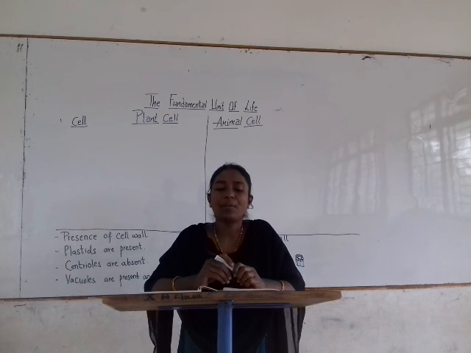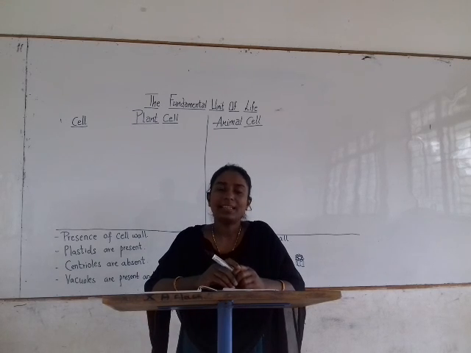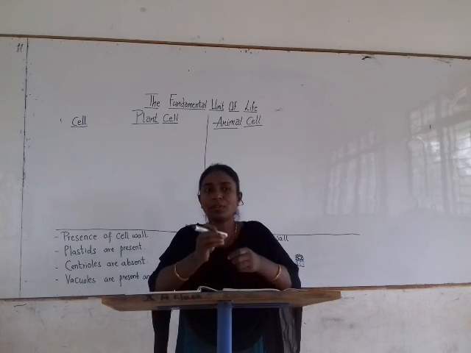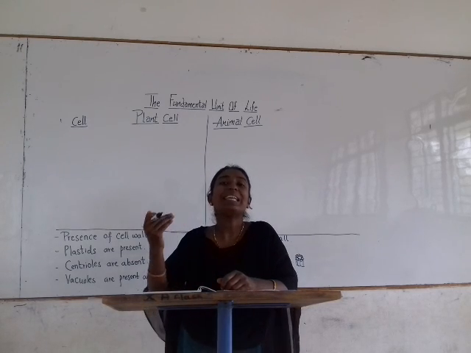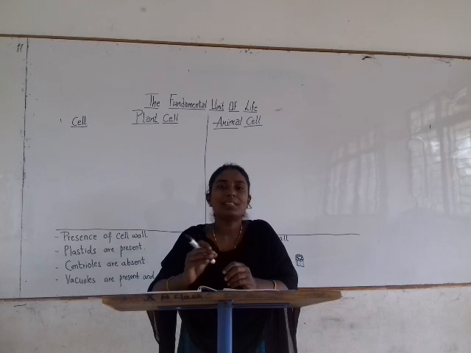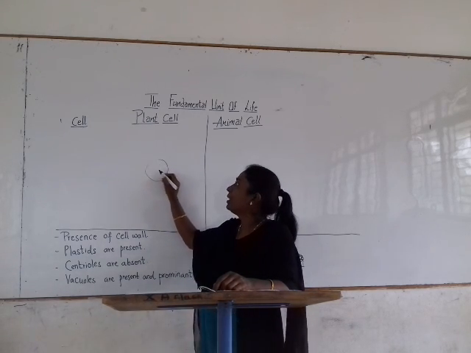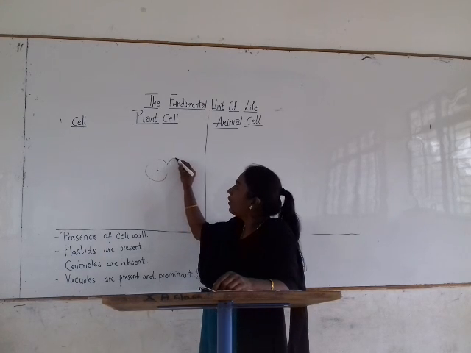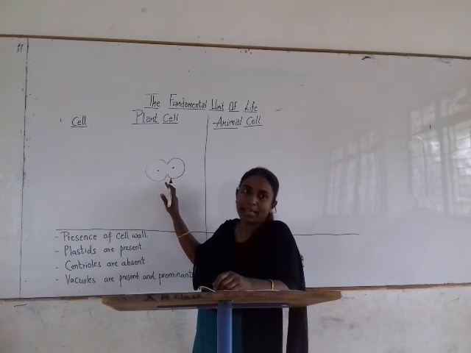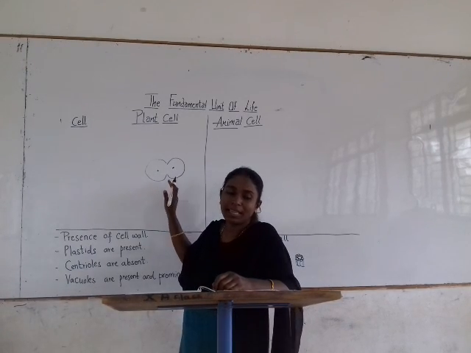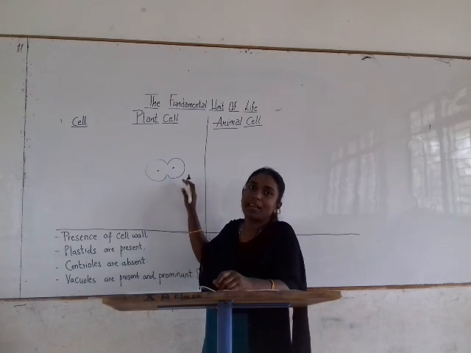In 1855, a German physician and anthropologist stated that the cells present in your body occur from pre-existing cells. Now what does this mean? It means that a cell which is present divides and forms new cells, right? So this theory is called cell theory, which says that new cells arise from the pre-existing cells.